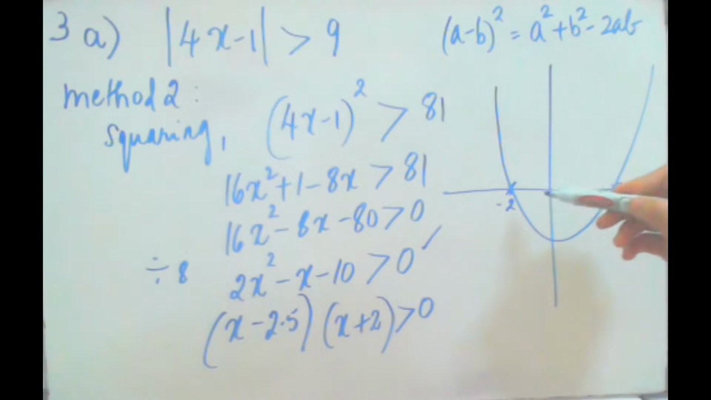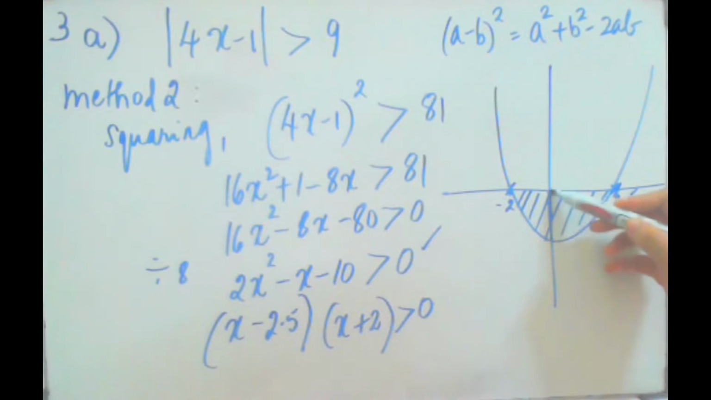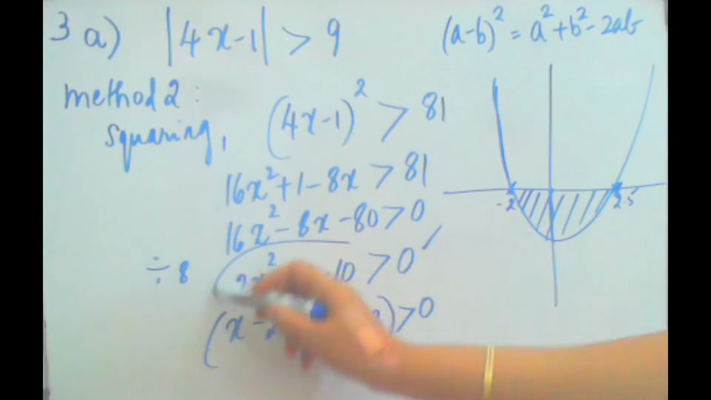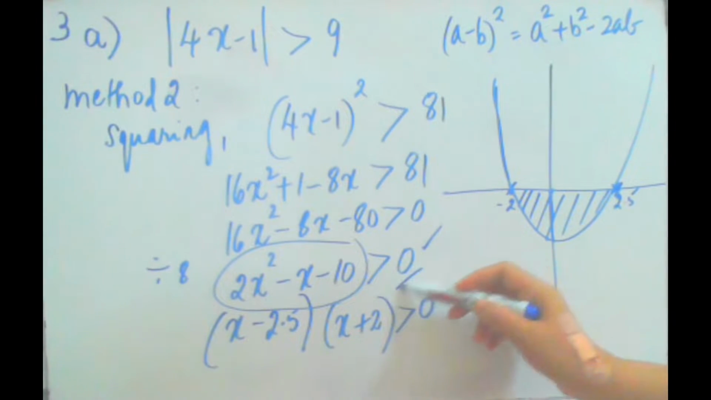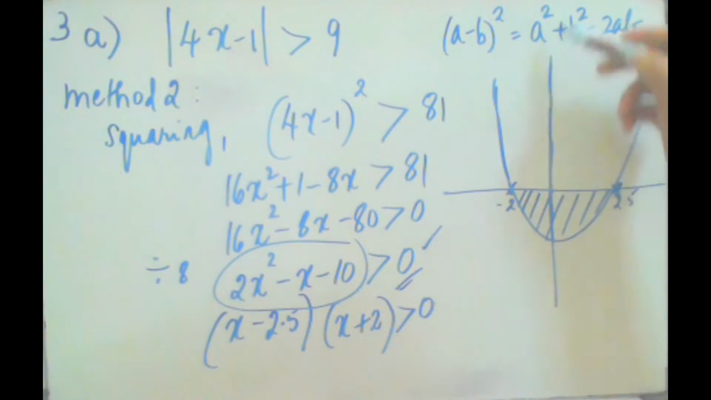So we can see that for this part of the graph, the value of y is negative, whereas for the outside part of the graph, the value of y is positive. Therefore, this expression must be greater than 0. That means we are looking for x values for which y is greater than 0.